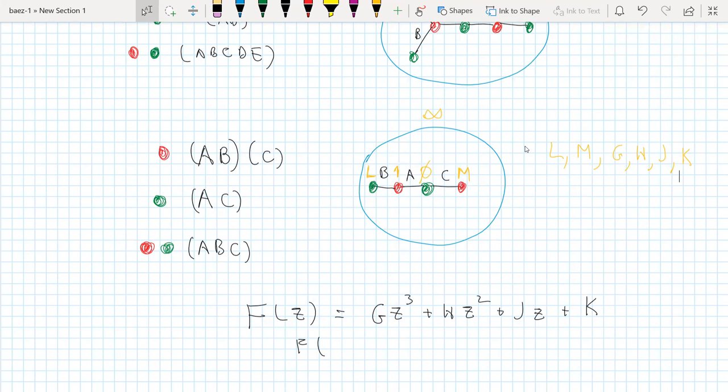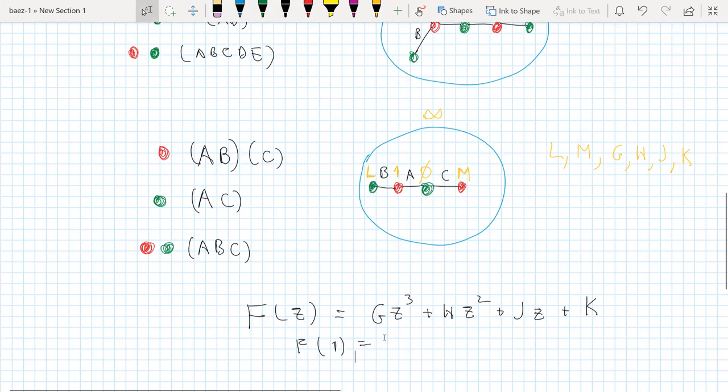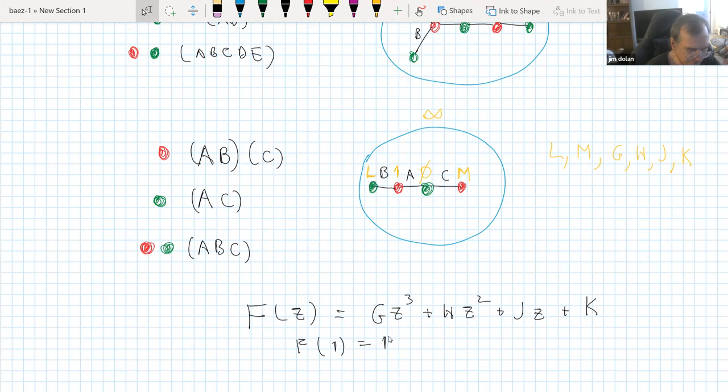Yes, you can. Go ahead. Just to see if I know what's going on. Sure. So the basic ones are f of 1 is 1. That's like a normalization thing. And that's like g plus h plus j plus k equals 1. And then f of 0 is 0. And we don't even need to say f of infinity is infinity, because that's automatic. And so then the interesting ones.